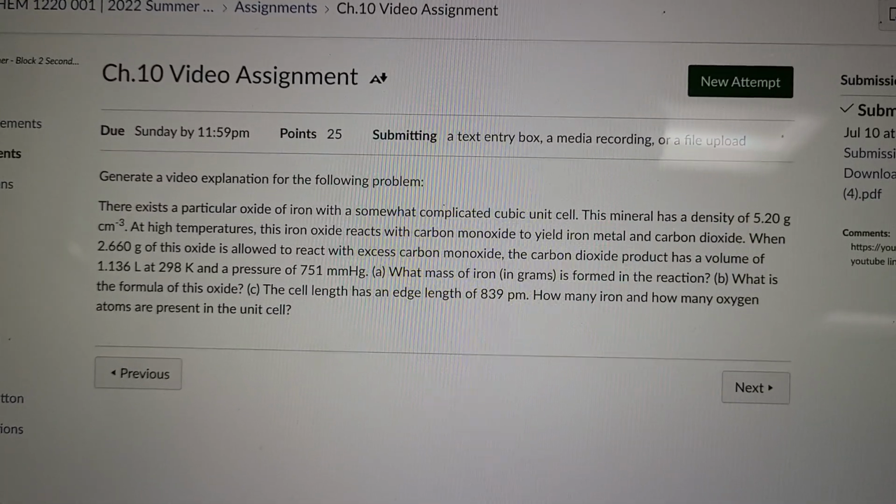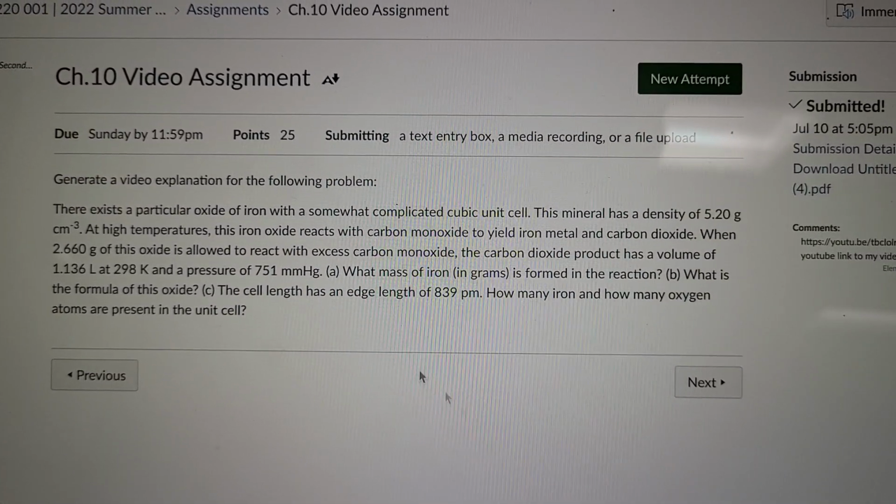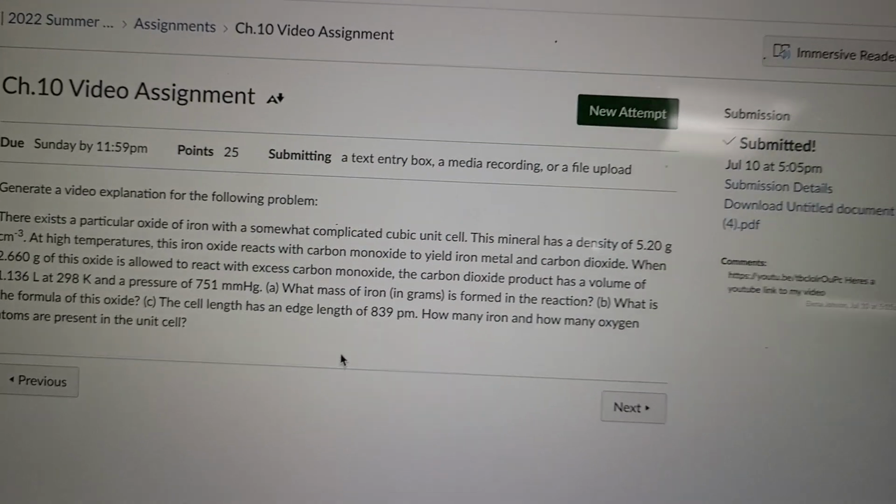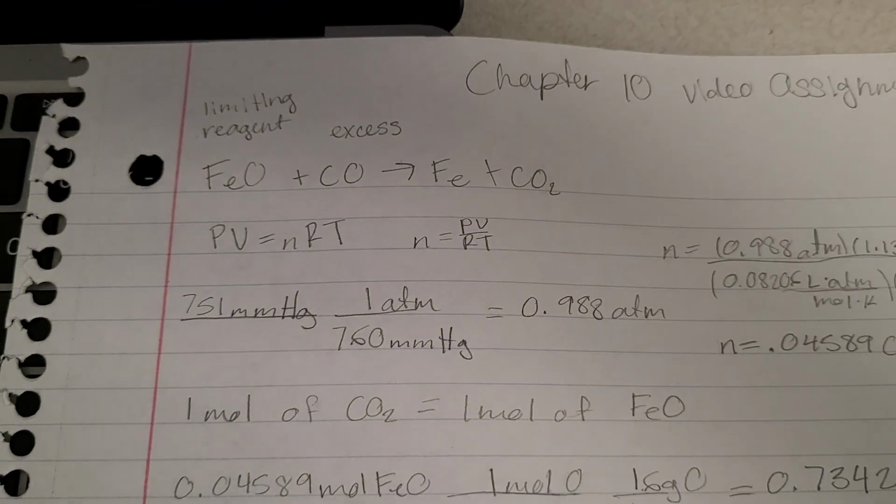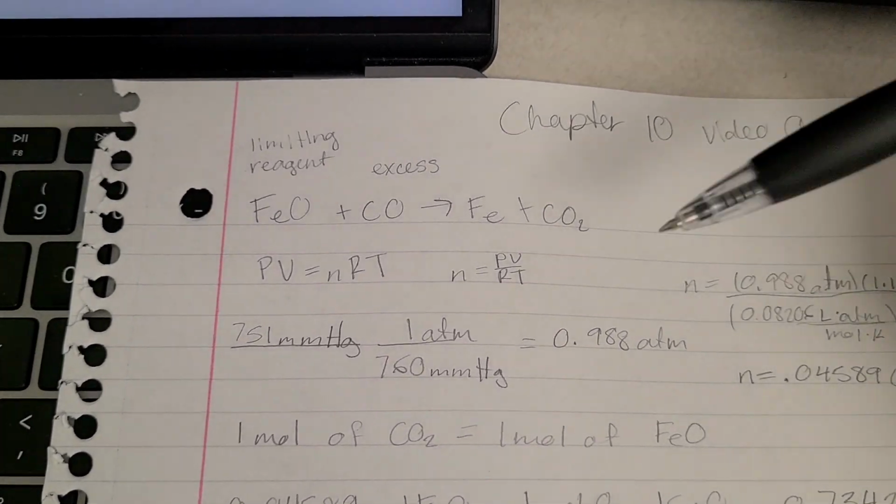My name is Elena and I'm doing the chapter 10 video assignment. So part A is asking for the mass of iron in grams. I wrote out the equation right here.